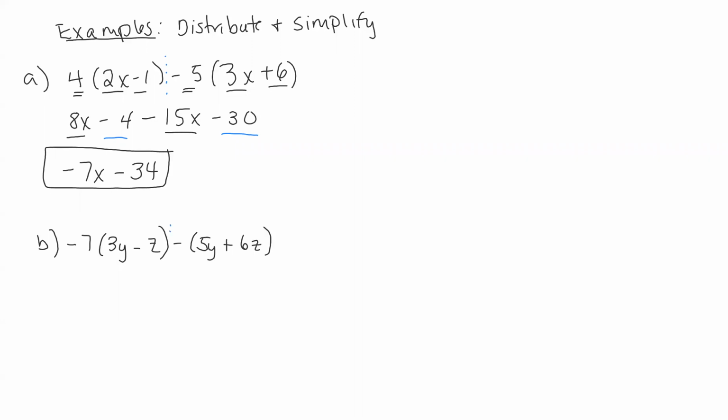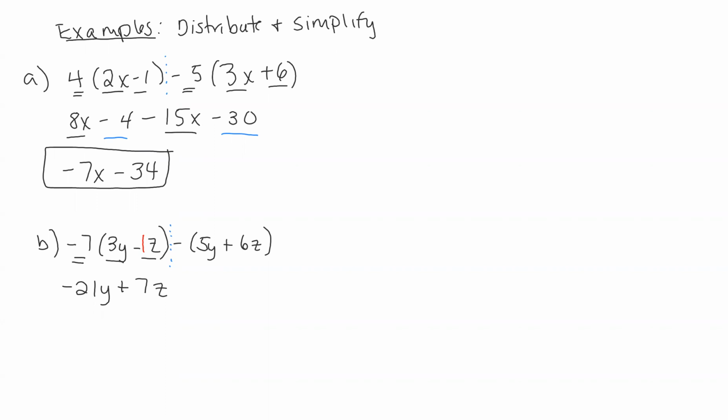Z. Well, I'm going to take the negative 7 and multiply it by positive 3y. So negative 7 times 3 is negative 21. Keep the y. And then negative 7 times negative z. When I multiply two negatives, I get a positive. And there's technically a coefficient on this z of just a 1. Well, negative 7 times negative 1 is positive 7. Keep the z.